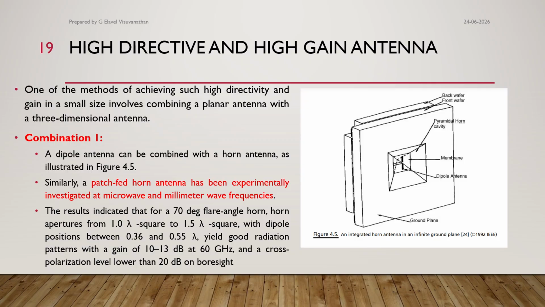The result indicates that for a 70-degree flare angle on the horn, an aperture from 1.0 lambda square to 1.5 lambda square, with the dipole position between 0.36 to 0.55 lambda, yields a good radiation pattern with a gain of 10 to 30 decibel at 60 gigahertz and cross polarization level lower than 20 dB on both sides.